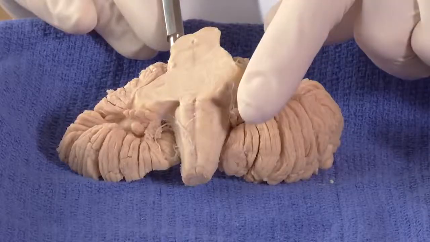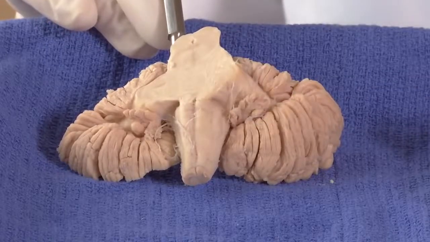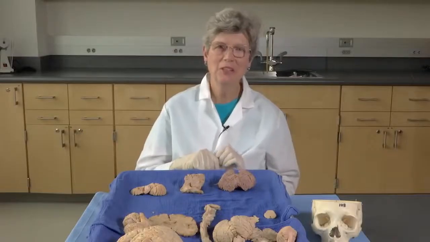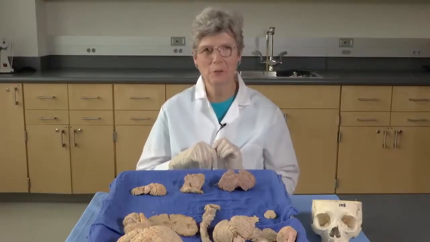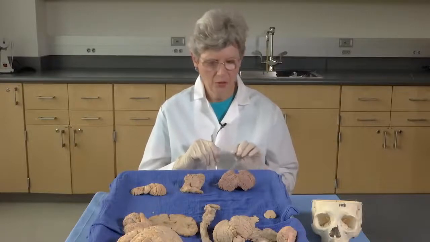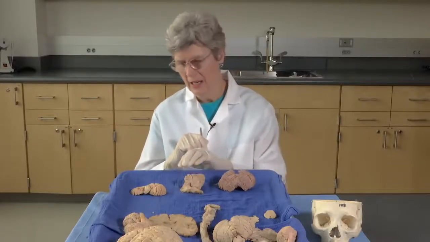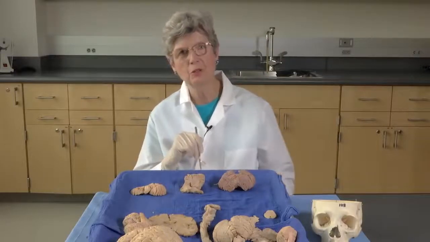And finally, we involve the vestibulo or flocculonodular lobe, the vestibulocerebellum, and we get eye movement disturbances, the most common of which is nystagmus, of which there are many kinds, but we only looked at one. So we've come to the end of our discussion about the cerebellum, and I hope that seeing the patient videos has helped you realize that we have problems associated with the hemisphere, other problems with the vermis, and finally problems with the flocculonodular lobe.